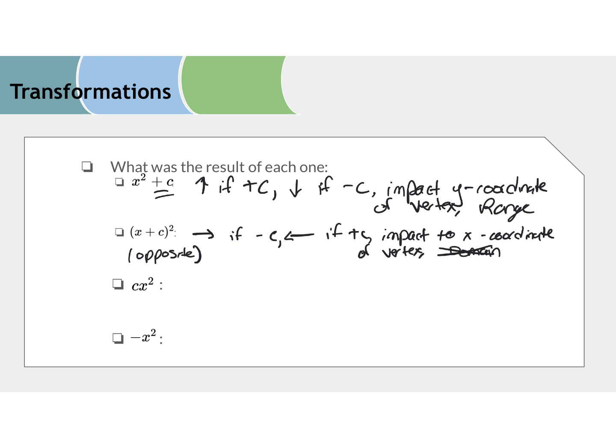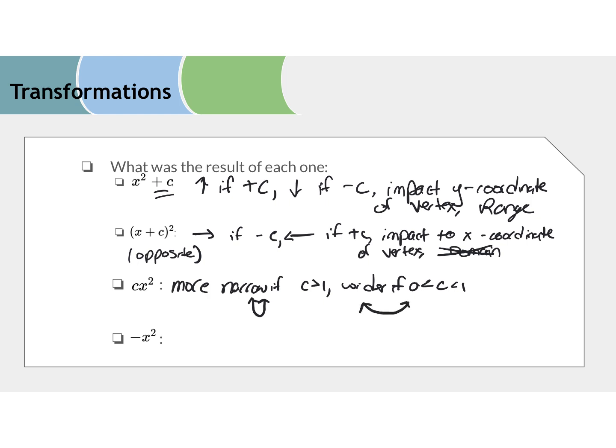The c value makes the graph more narrow if c is greater than 1, and wider if c is in between 0 and 1. We can't count 1 because 1 doesn't do anything, and we can't count 0 because 0 will basically eliminate the graph. Okay, so in this case, more narrow means like this. Wider would mean something like this.